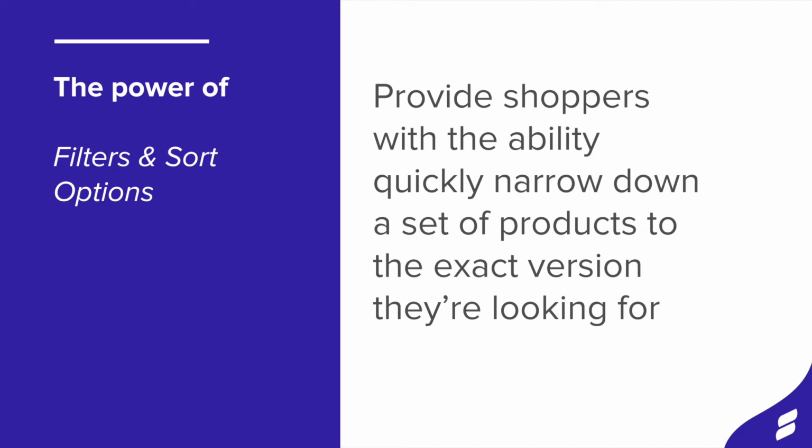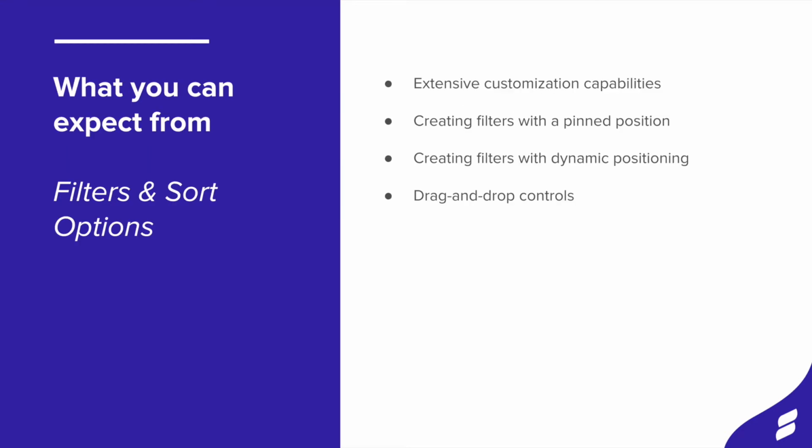This is accomplished through providing shoppers with the ability to quickly narrow down a set of products to the exact version they're looking for. The result? Creating a more relevant experience for your shoppers and driving more success in your business. Filters and sort options can be deeply customized through using product catalog data, the power of relevance, and determining the positioning to be dynamic or fixed.